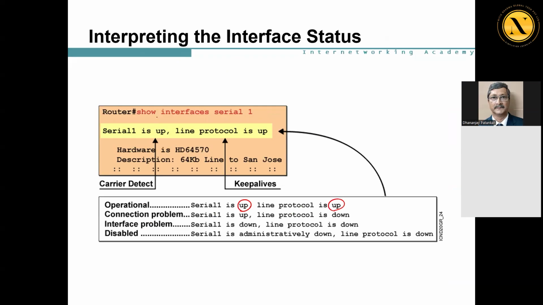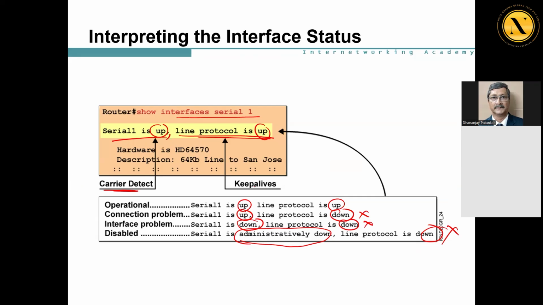Show IP interface brief or show interfaces, whatever. It should be up and up. Only then can communication happen from that port. The first up before this comma is the physical layer, and the second up after this comma is the data link layer. So if it is up and down, no good. Communication cannot happen. Down and down, no good. Communication cannot happen. And administratively down and down, also no good. Communication cannot happen.